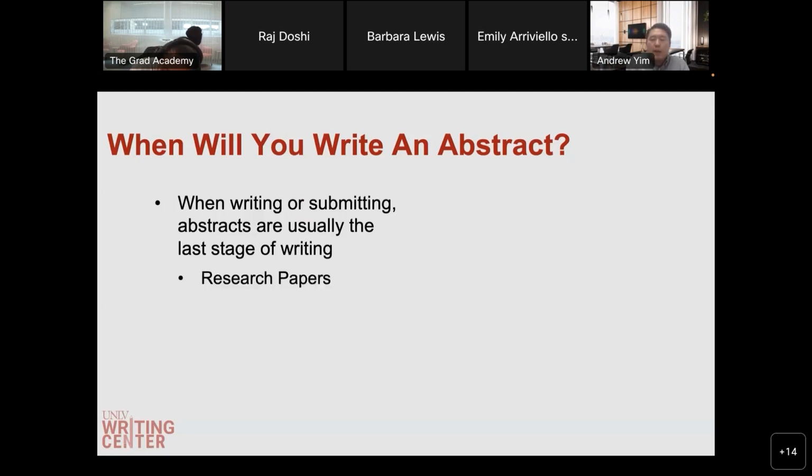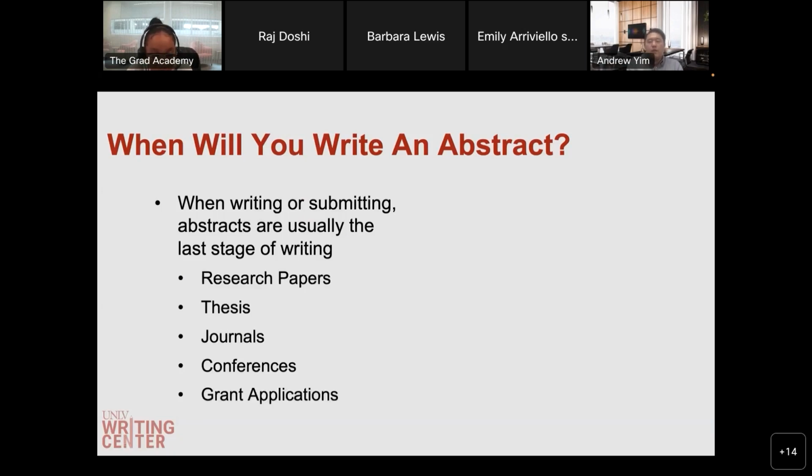So again, you'll see abstracts in research papers for classes. They might be in your dissertation on page 1 or 2. You might find them in different journals, and we're going to be looking at journals specifically for today's workshop. You might also find them at conferences, like when you submit conference proposals, and also in grant applications.